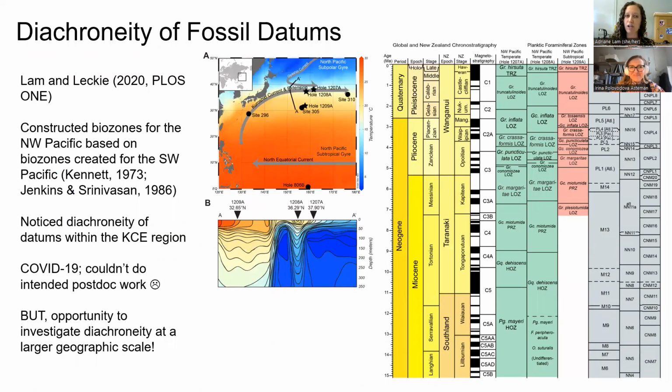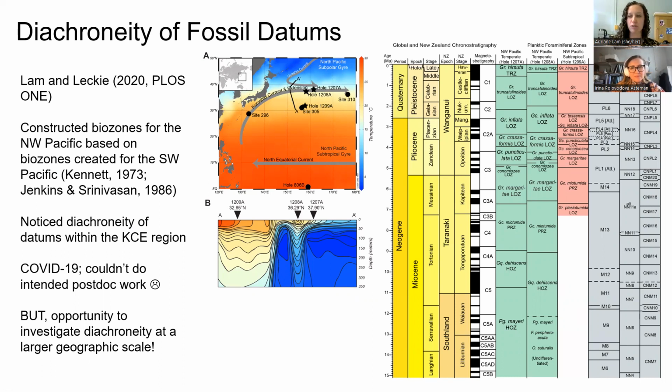So just some background on how I got started with this project. In 2020, Mark and I published our paper in PLOS One, where we made biozones for the Northwest Pacific Ocean. So I was working across these three holes in the Northwest Pacific that cross the Kuroshio Current Extension, this major western boundary current. So these were holes 1207A, 1208A, and 1209A on this modern-day sea surface temperature map. They're denoted by these black stars.